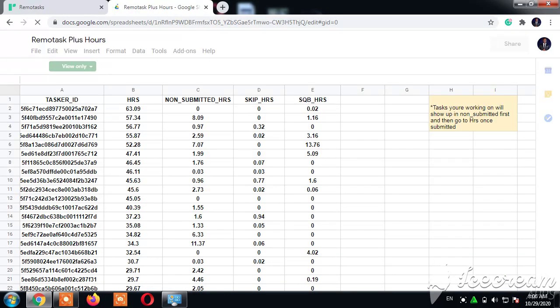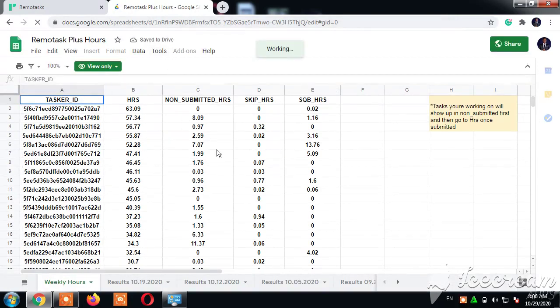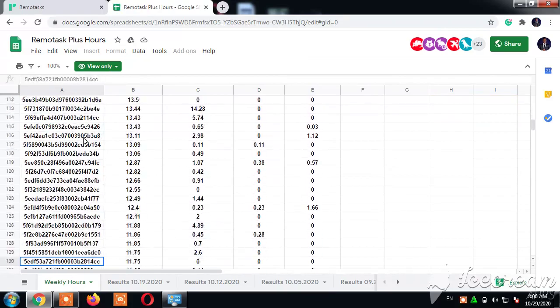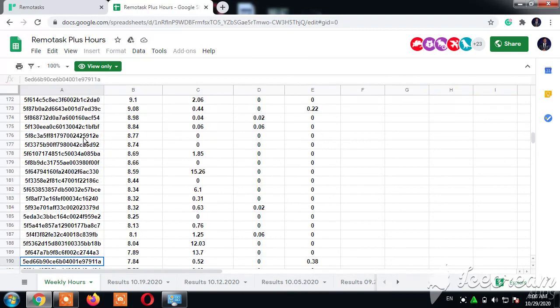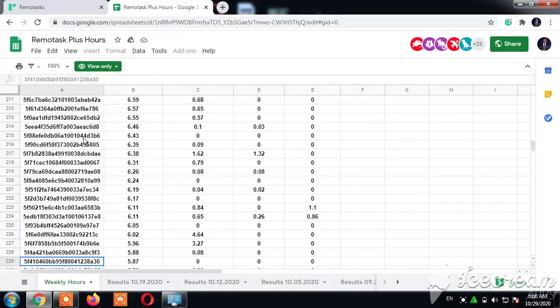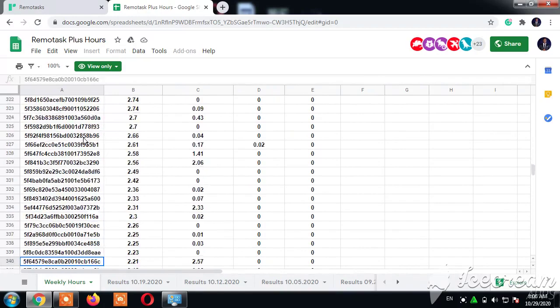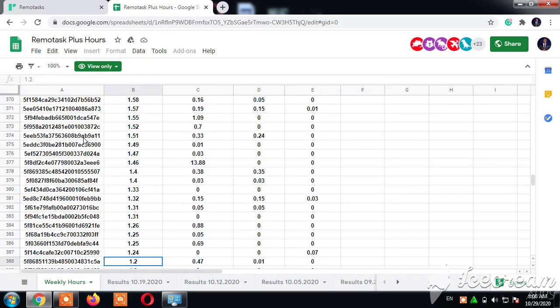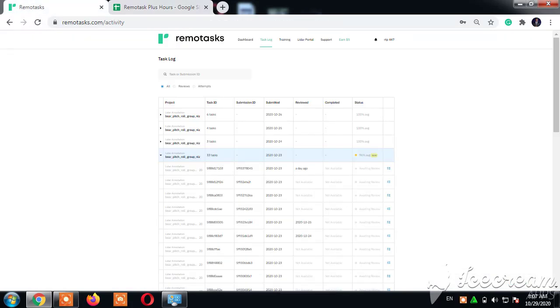This is where we get your pay. You check through here to see exactly how many hours you have done. On the Remotasks Classic, they pay you per task. On the Remotasks Plus, they pay you per hour. So you calculate your hours here. You see your hours, the hours that have been submitted, the hours that have not been submitted, and like that. So that is how they pay on the Remotasks Plus platform, and they pay you before your tasks are reviewed. Most of the time your tasks are reviewed, they pay you. Even if your tasks are not reviewed, they still pay you. While on the Remotasks Classic, your tasks must be reviewed.